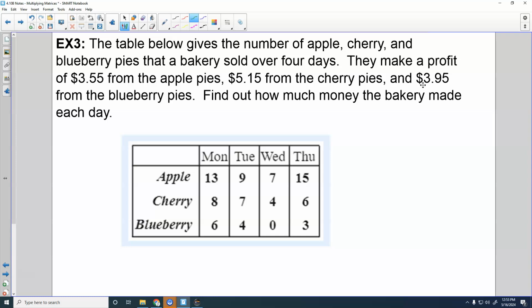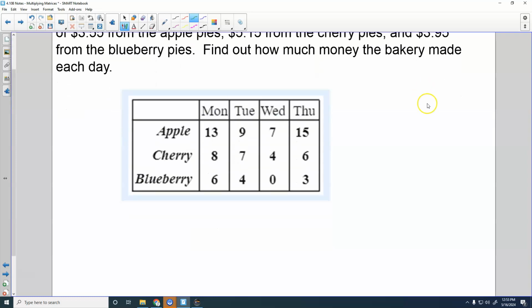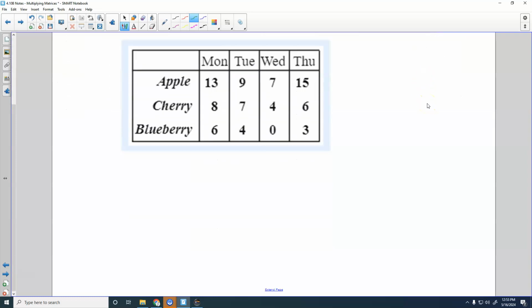Find out how much money the bakery made each day. So, I want to know how much money the bakery made each day. That means that I want my answer to either be like this. I want it to tell me the money on this column, and I want Monday, Tuesday, Wednesday, Thursday across the top, right? This is what my table looks like.